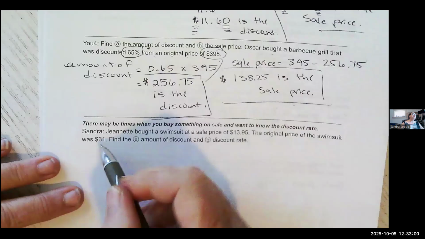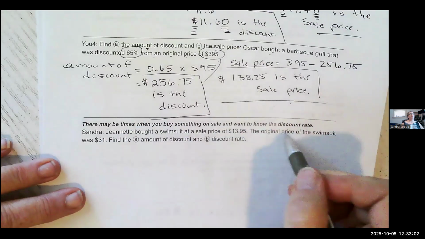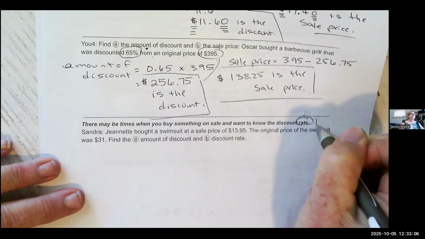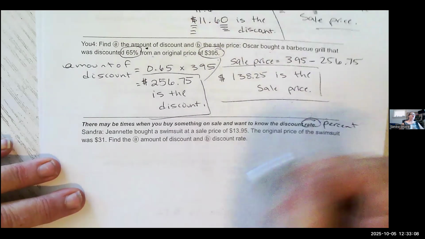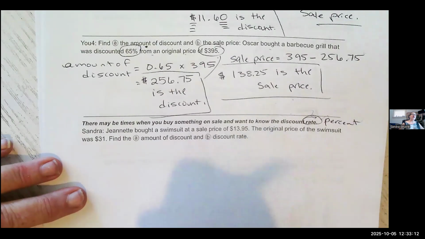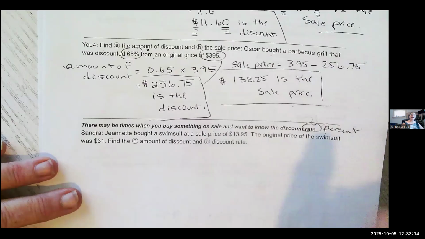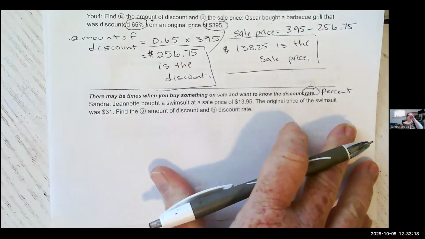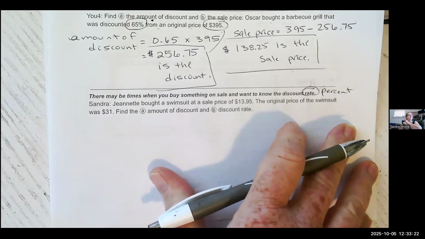All right, there may be times when you buy something on sale and want to know the discount rate. You want to know the percentage because remember, anytime the word rate pops up, this is a percent. So now we're going to be looking for the percent. Percent is always part divided by whole times 100. In this case, I gave you different words for that, but they mean the same thing. Percent is always the part divided by the whole amount and then times 100.